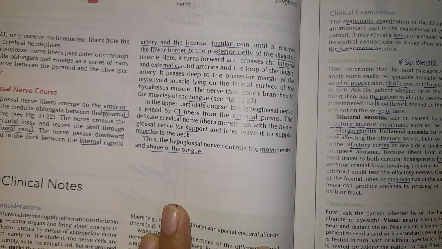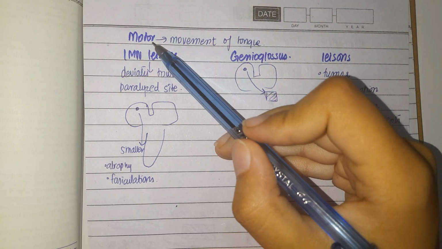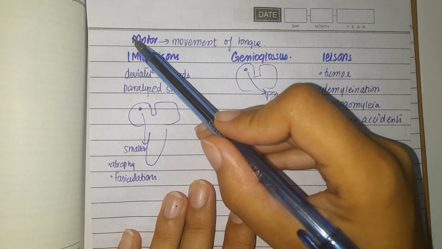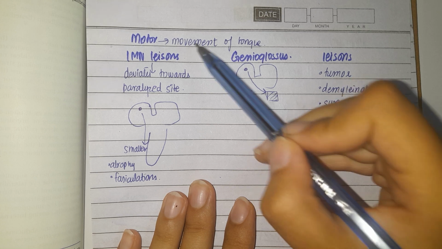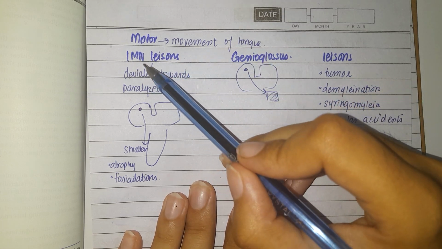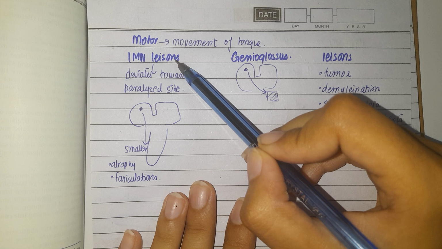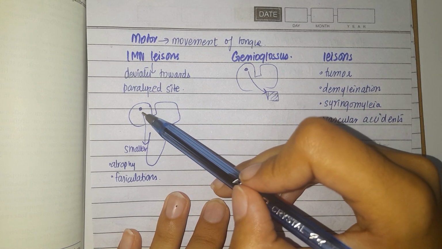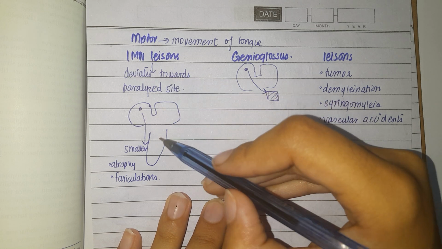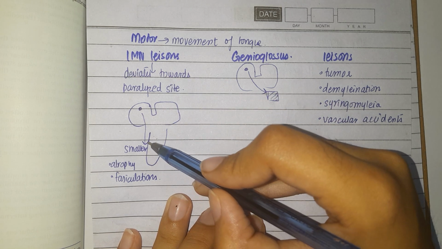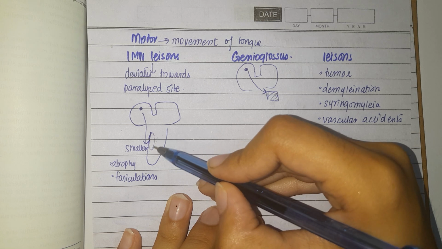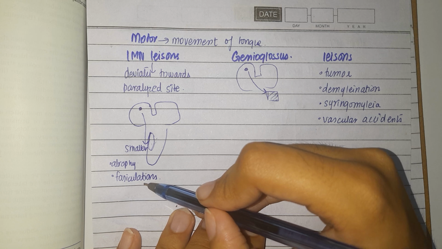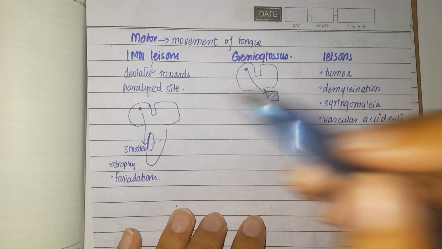Now we will go to the clinical correlates. For the clinical correlates, one should always know that the hypoglossal nerve is a motor type of nerve. So whenever there is any destruction of this nerve, there will be loss of movement of the tongue. Now what happens when there are lower motor neuron lesions? The tongue deviates towards the paralyzed side. For example, if there was a lesion on this side of the lower motor neuron, the tongue will move toward this side, because now this portion, the lesion portion, has become smaller. It has undergone atrophy, it has undergone fasciculation, so the tongue has deviated to that side.